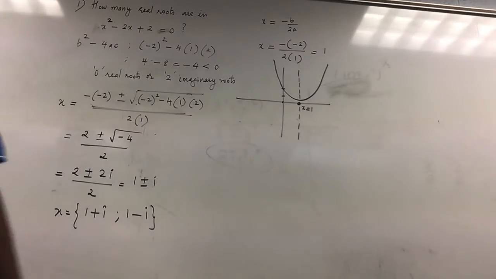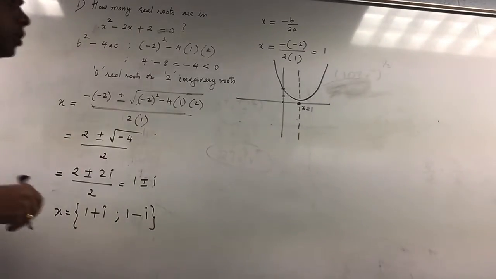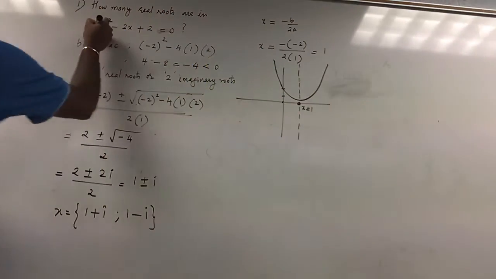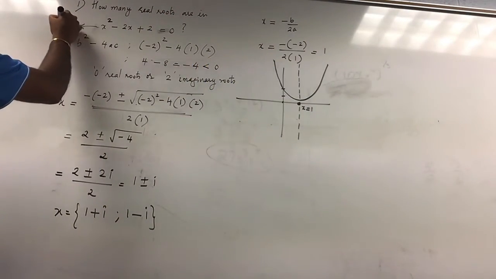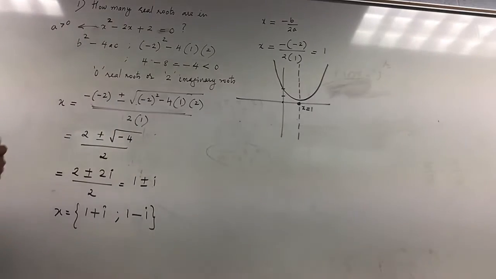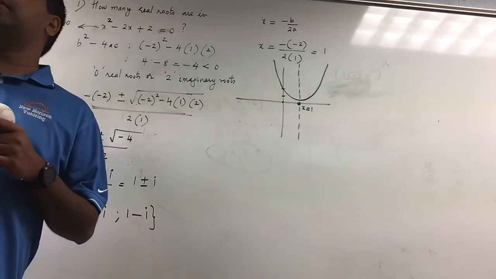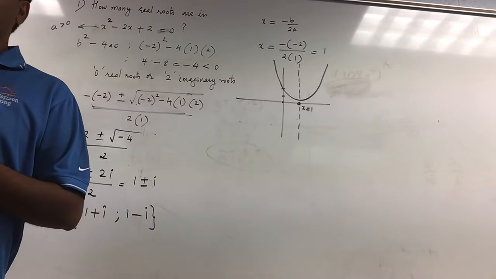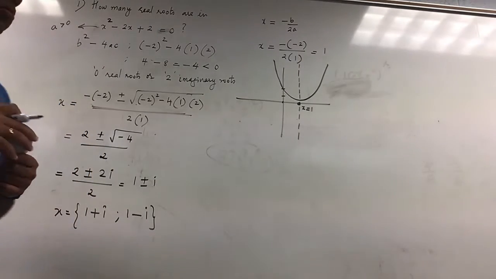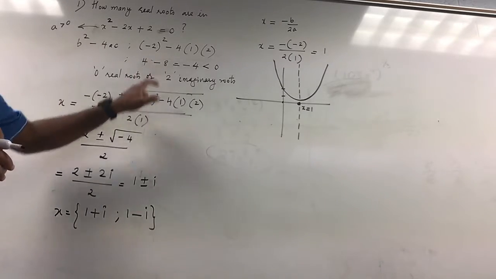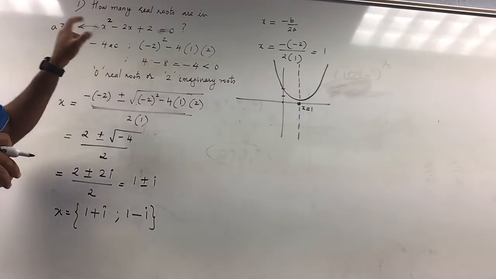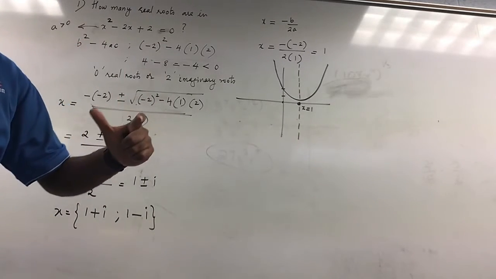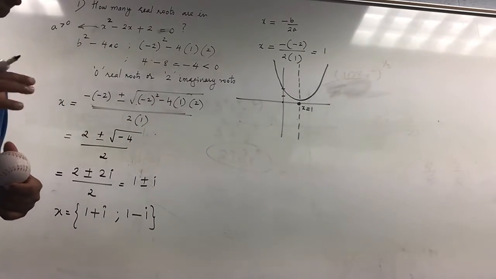You with me? Why is it opening up, not going down? Because this value A is greater than 0. If A is greater than 0, it's going to open up. If A is less than 0, it's going to open down. Good? This is important. B squared minus 4AC. Remember, for one real root, B squared minus 4AC is equal to 0. Okay? Don't forget that.